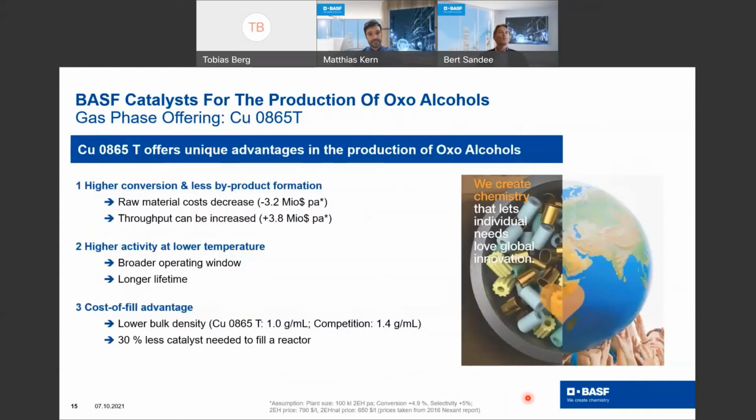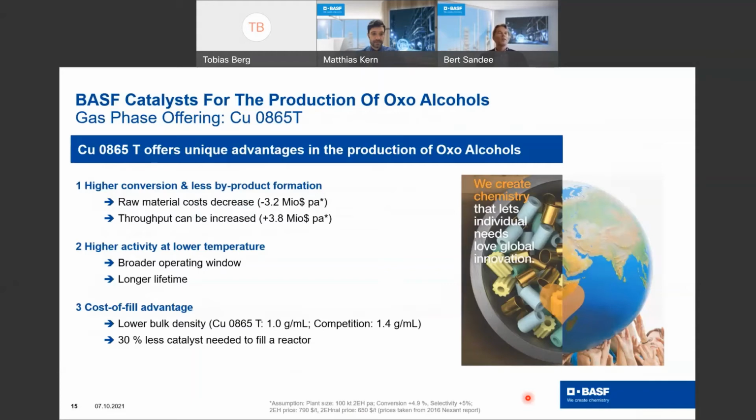Just to wrap this up, the 0865 offers a couple of unique advantages over the well-known benchmark catalyst. First off, it's a catalyst that is produced at higher conversions and at the same time produces fewer side products, which has two monetary benefits for you. So we've done some estimates on a 100 kiloton per year 2EH plant, and on both aspects you can win around $3.5 million per year on cost savings on materials and on decrease of throughput.